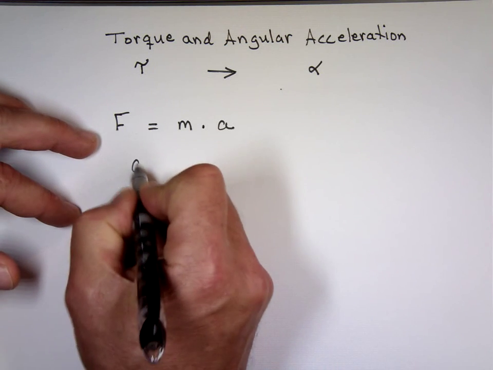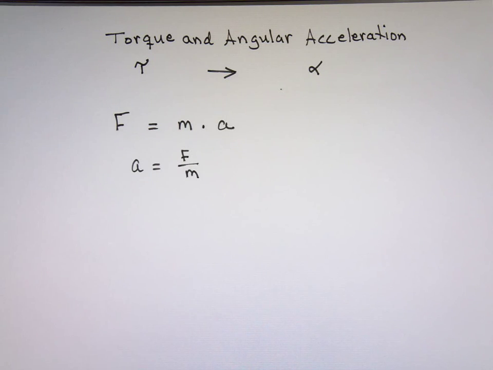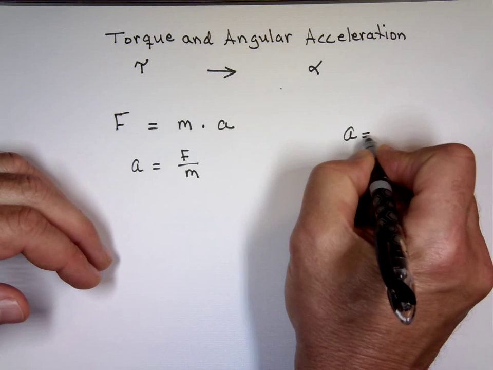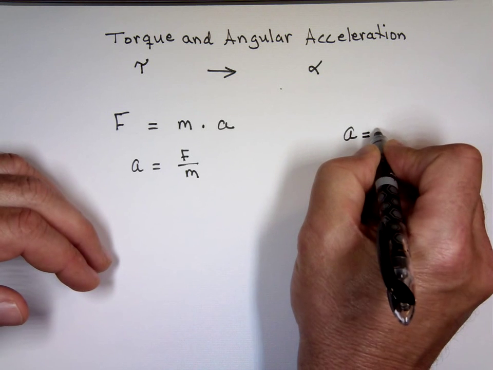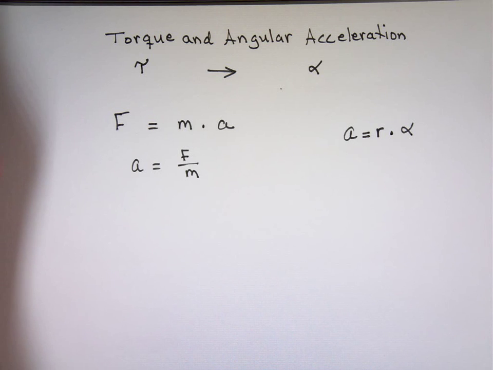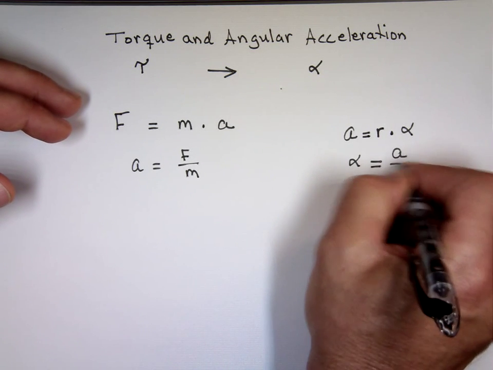So the acceleration is force over mass. We also know a equals what? r times alpha. Remember that equation? Which means alpha equals a over r.